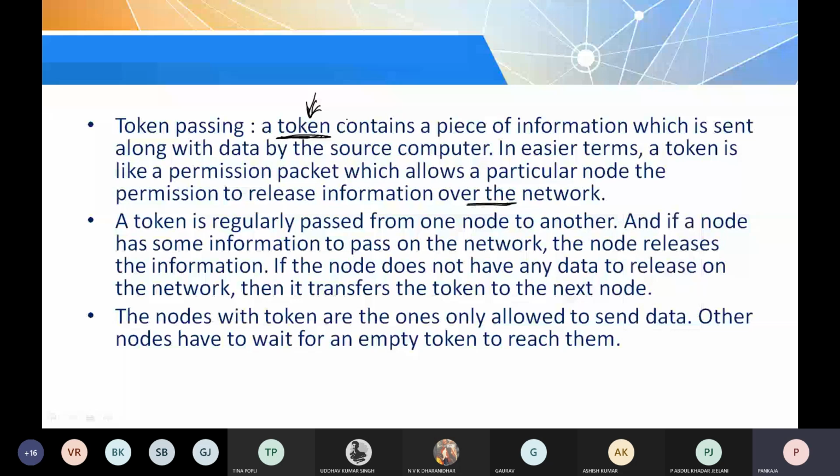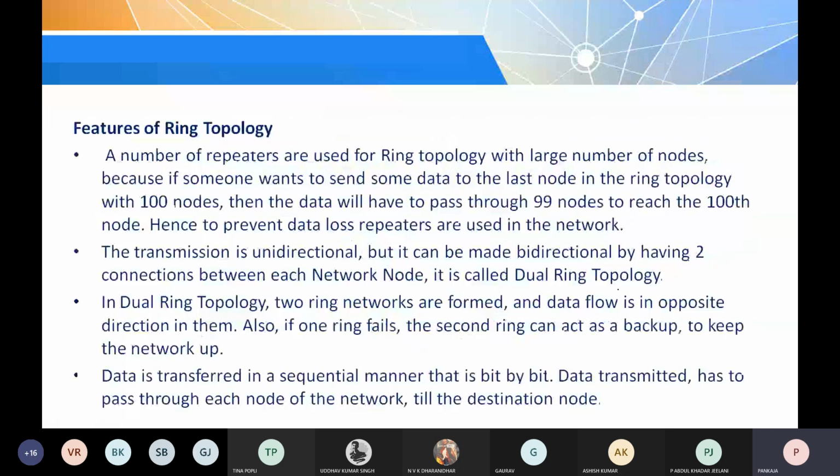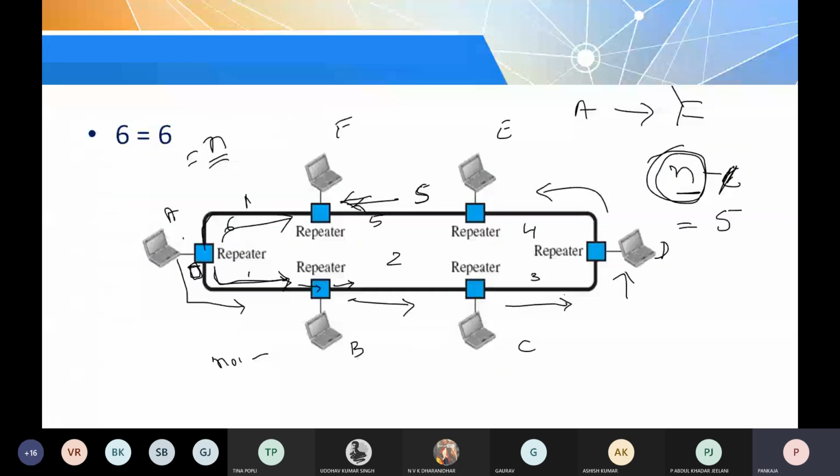And here is how the token is passed. It is regularly passed from one node to another, and if a node has some information to pass on the network, the node releases the information. If the node does not have any data to release on the network, then it transfers the token to the next node. Till it reaches the specified destination, the token will be passed. Whichever device accepts the token, to that device the data will be delivered.